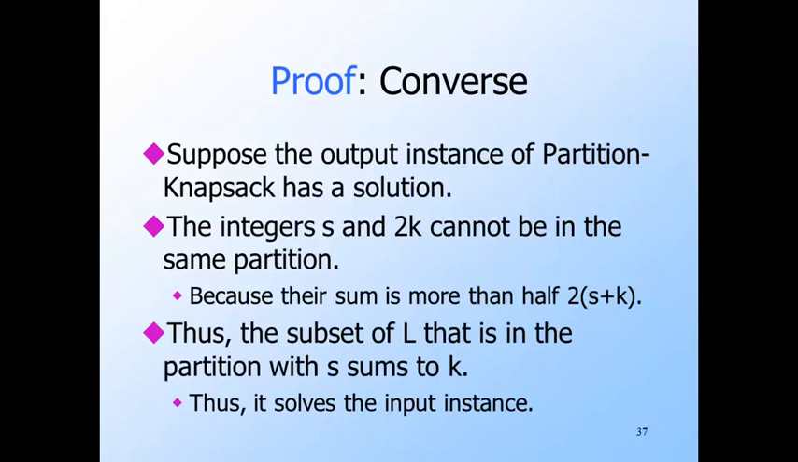Now look at the input instance of knapsack with target. We just showed that there is a subset of L that sums to K, so this subset is a solution to the input instance. That completes the proof that the input instance has a solution if and only if the output instance has a solution. We therefore have a valid polytime reduction from knapsack with target to partition knapsack, and we now know the partition knapsack problem is also NP-complete.